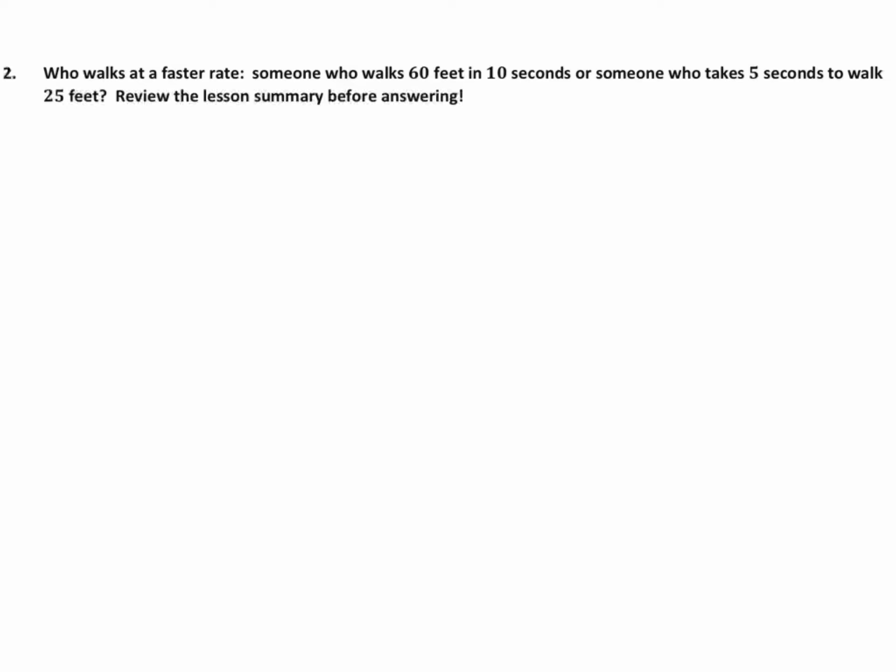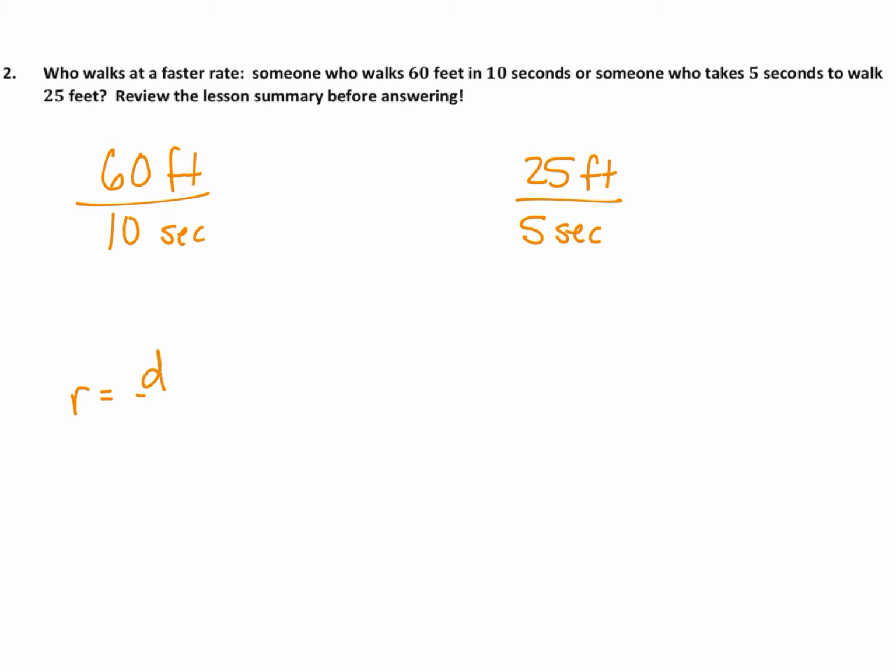Who walks at a faster rate? Someone who walks 60 feet in 10 seconds, or someone who takes 5 seconds to walk 25 feet. The rate is the distance divided by the time. So distance is on top and time is on the bottom. And that'll tell us how fast they're walking, their speed.